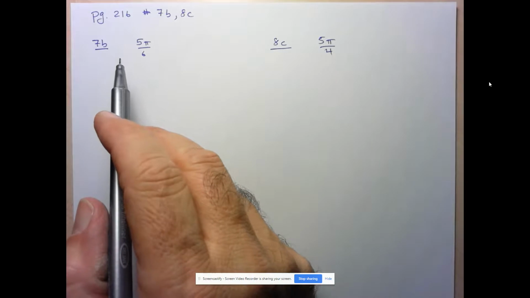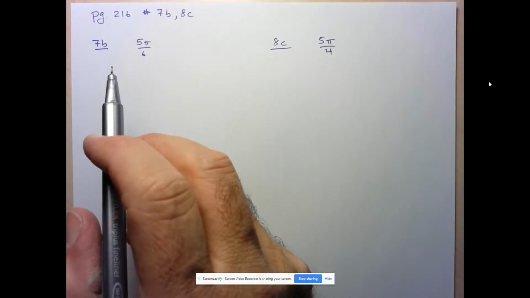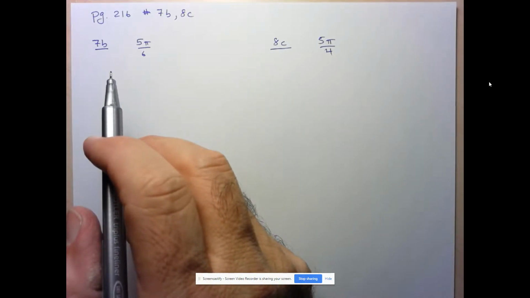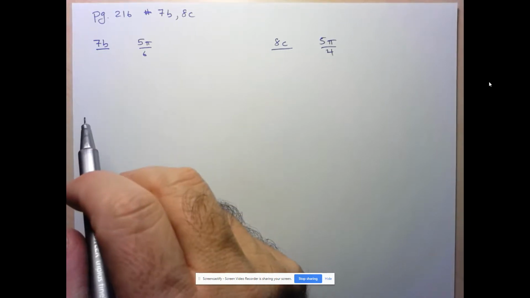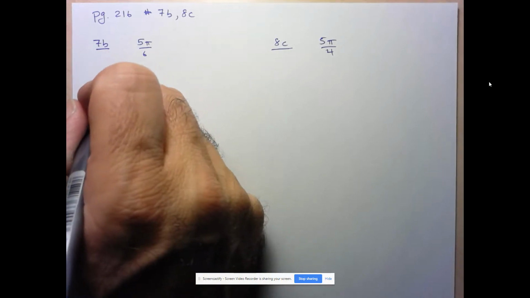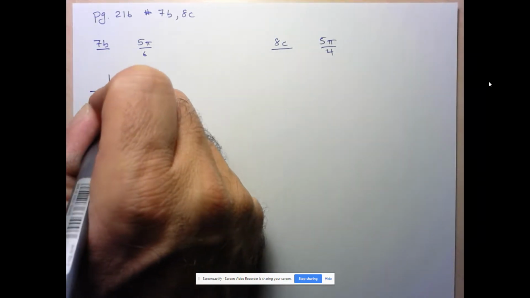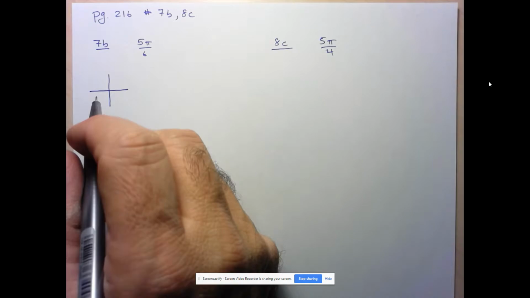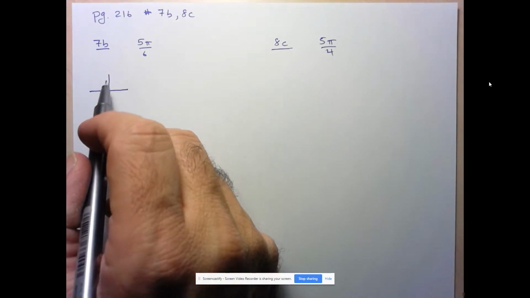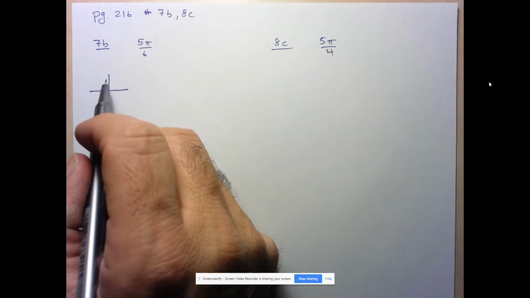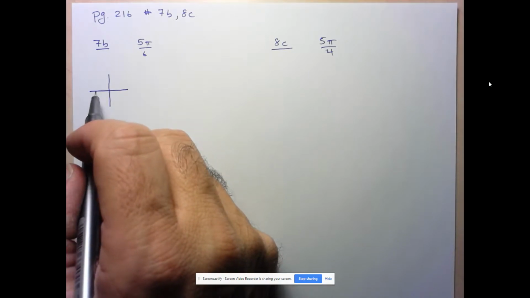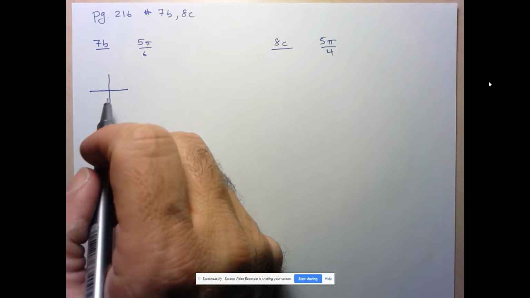is I draw myself a little picture so that I get the side lengths of the triangle, or the x, y, and r values, that I can then read my answers straight off the diagram. Okay, so first thing is to locate the angle 5 pi over 6. So again, what I tend to use is the 4 main angles here, 0, pi over 2, pi, 3 pi over 2, and then from there figure out where I'm going.